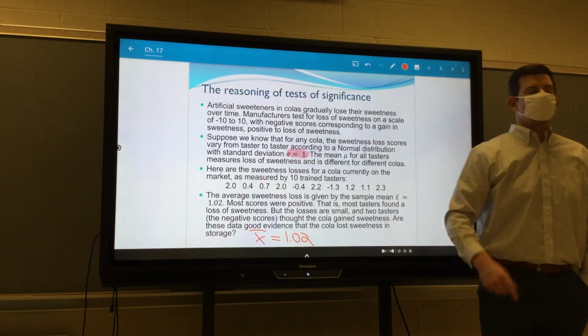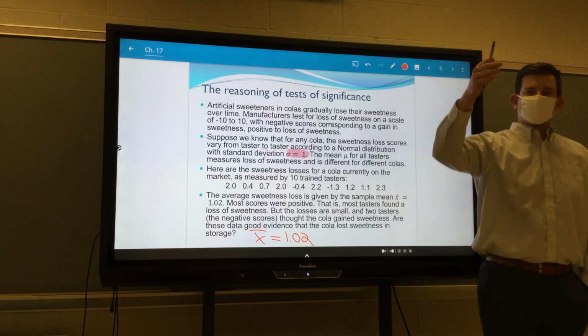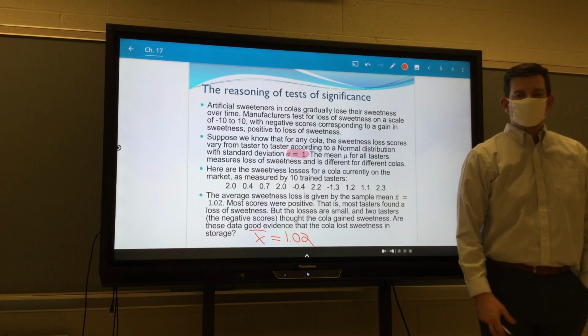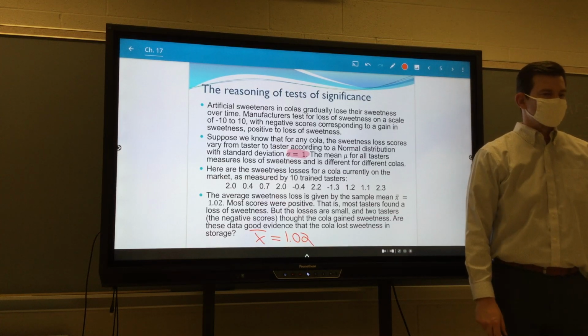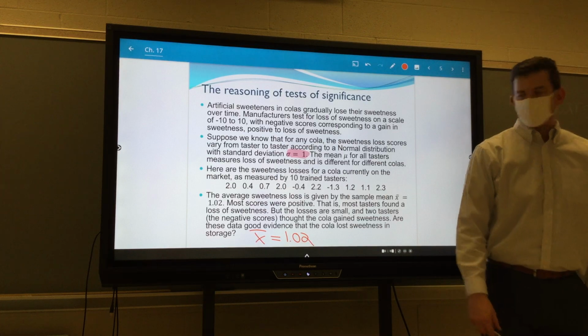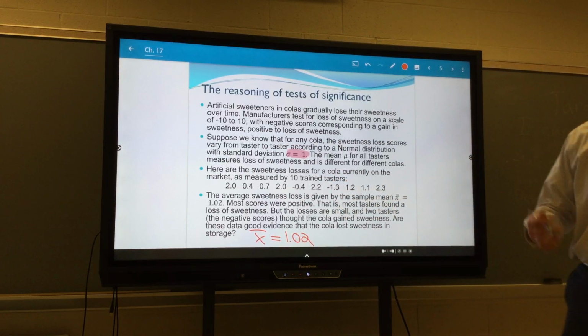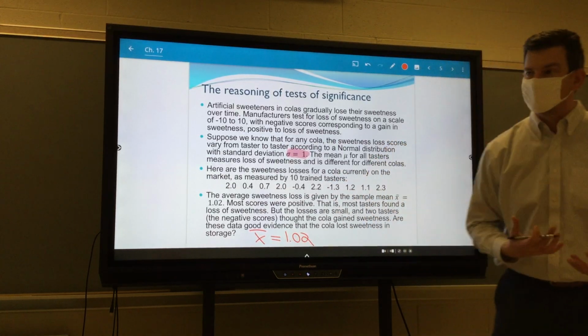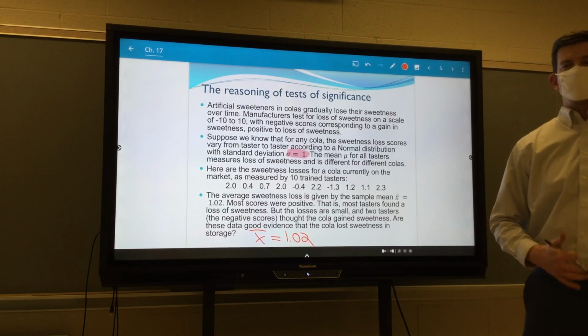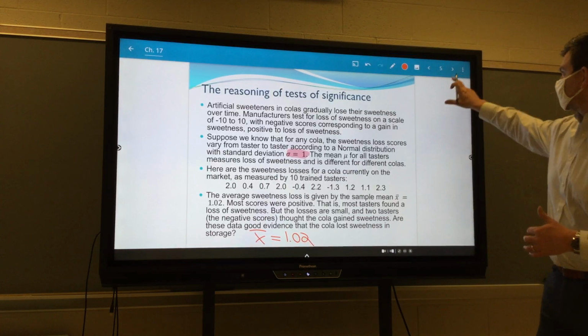Go back to my free throws. I expected 75%. If I got 70% in my sample of 20 free throw attempts, maybe I was having an off day. Same kind of thing here. We need significant enough evidence to be able to reject this pre-held notion.